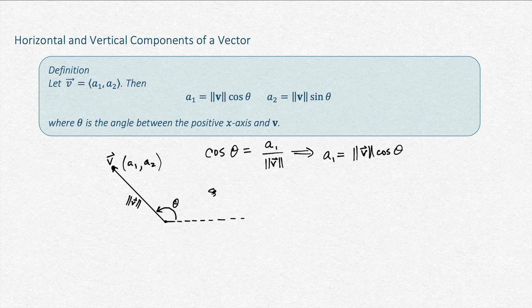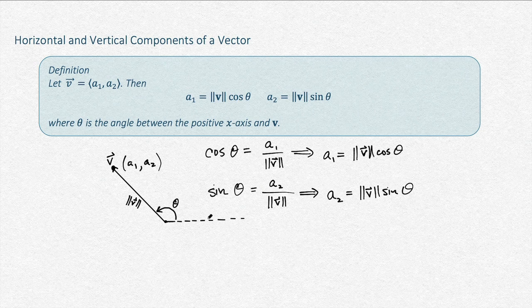And similarly, we know that the sine of the angle theta, by definition, is a2 over that distance there, which is the magnitude of v. And so then we can solve for a2, multiplying by the magnitude of v. We get a2 equals the magnitude of v times the sine of theta. And so that gives us this relationship between the components of the vector a1 and a2 and the magnitude of the vector and the sine and cosine of the angle that the vector makes with the positive x-axis.